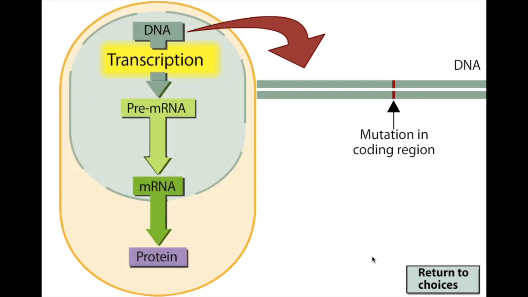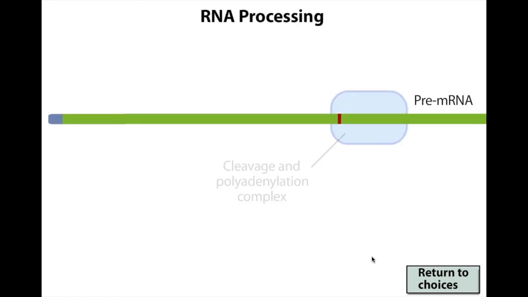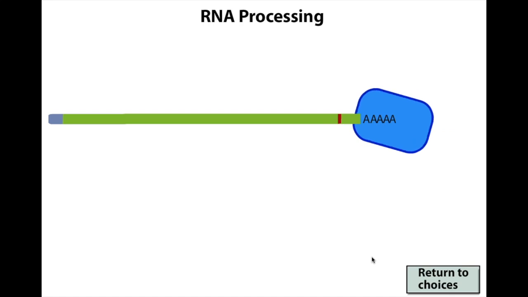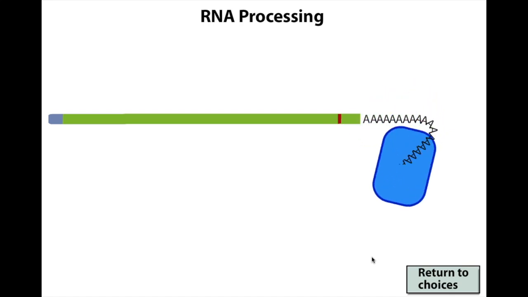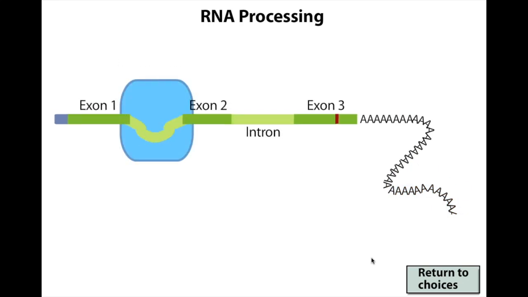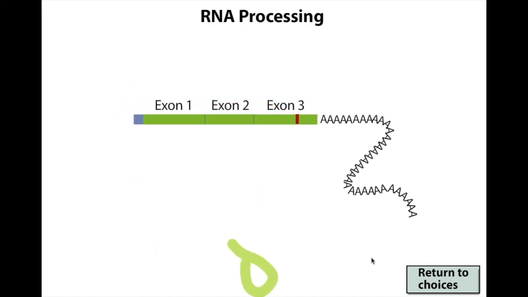First, the DNA is transcribed. Because the pre-mRNA sequence is determined by the DNA sequence, the mutation is passed on to the pre-mRNA. Next, the pre-mRNA is processed. A poly-A tail is added to the pre-mRNA, and the introns are spliced out. Because the mutation is in a coding region in the third exon, it ends up in the mature mRNA.